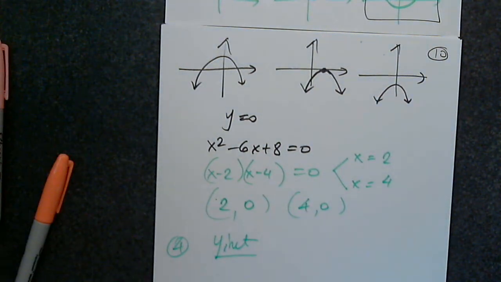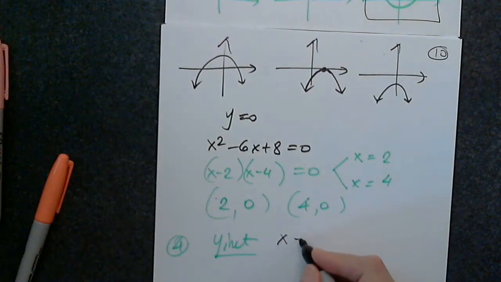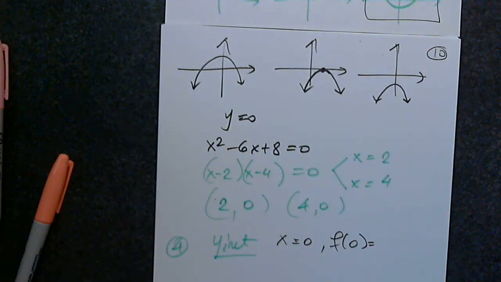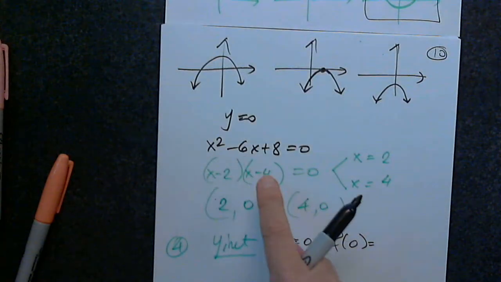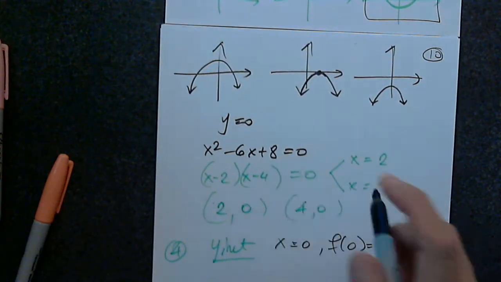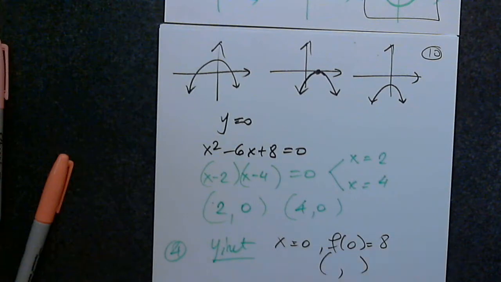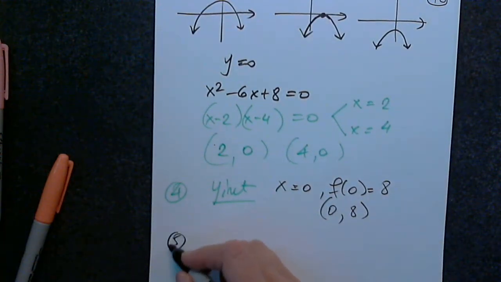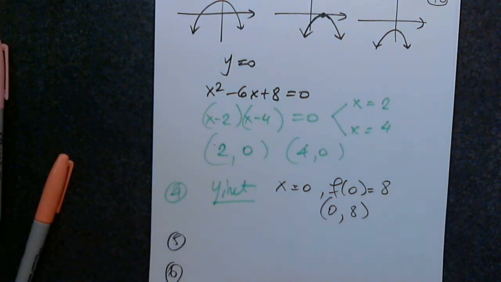How do I find it? Very good. So I find f of 0. Can anyone give us f of 0? 8. Very good. So the ordered pair is 0, 8. Excellent. 5, 6, and 7 are just words, but important words.